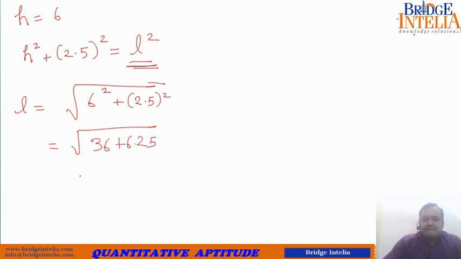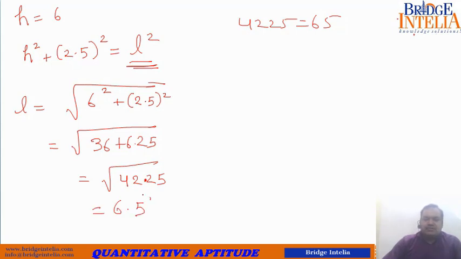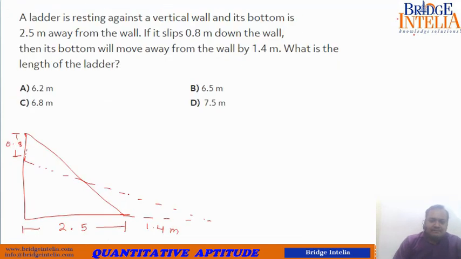So this is 42.25. You will realize that 4225 is what? This is 65 whole square. So under root of 42.25 is what? 6.5. So this must be the correct answer.